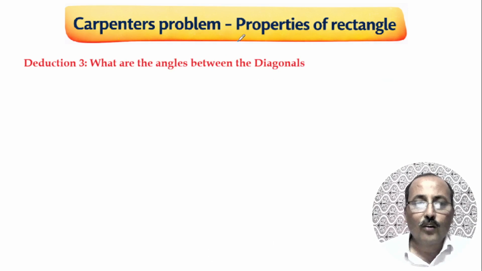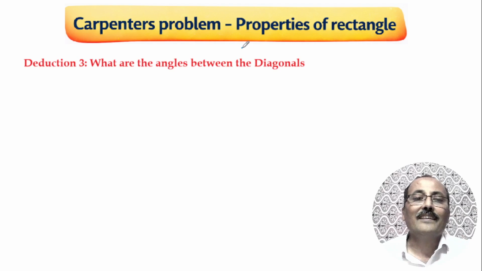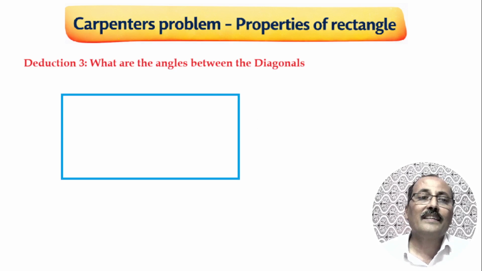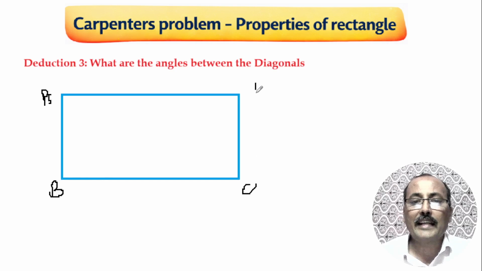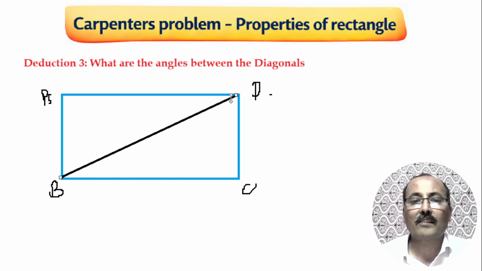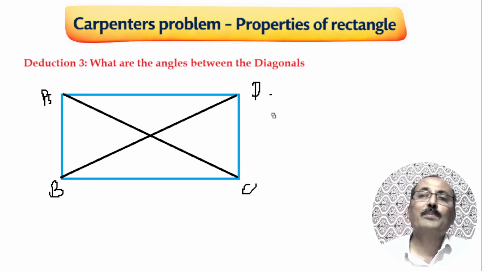Now, the third deduction is what are the angles between the diagonals. Okay, now consider one rectangle. Draw a rectangle. Yes, I have drawn one rectangle. Now, in this rectangle, name it ABCD. A, B, C, D. Now, what are the angles between the diagonals they are asking? Let me take the line segment itself to draw. It will be neat enough. Okay, now lines.